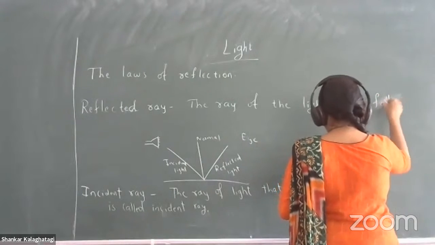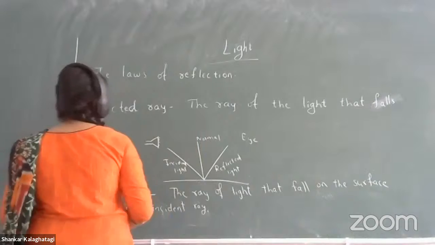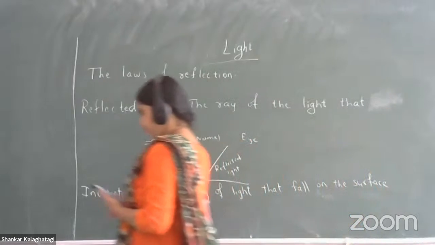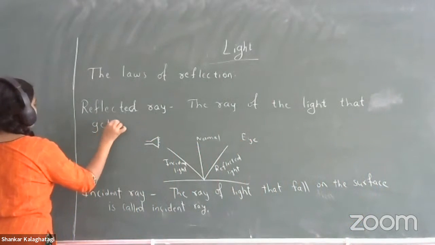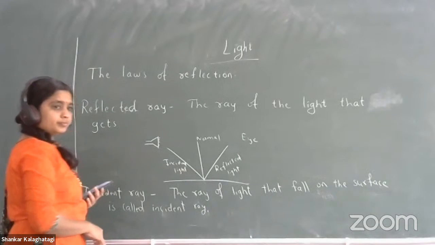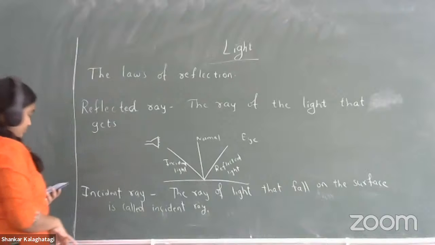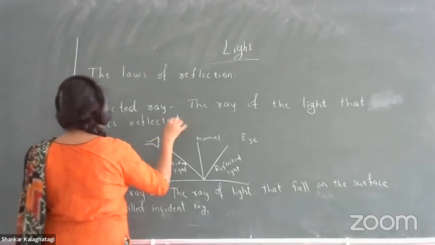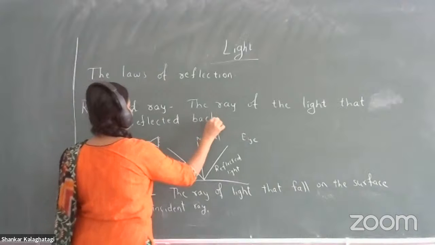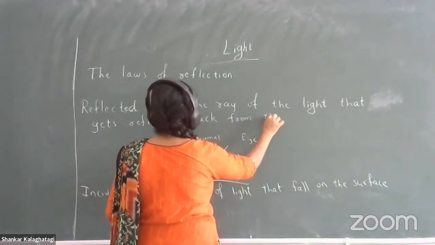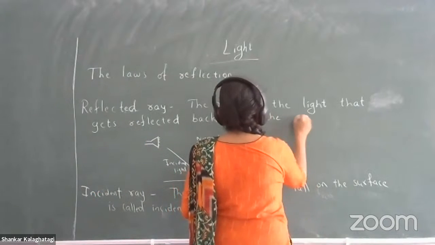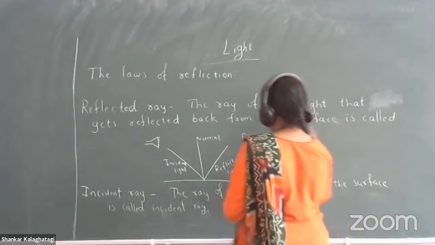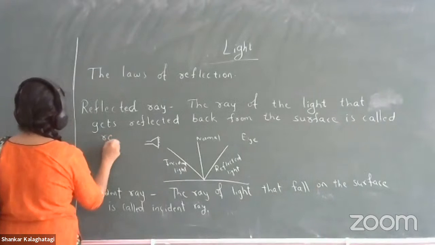The ray of light that falls, that gets reflected back from the surface is called reflected ray.